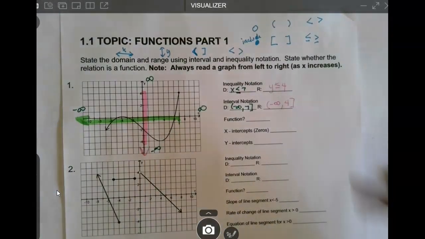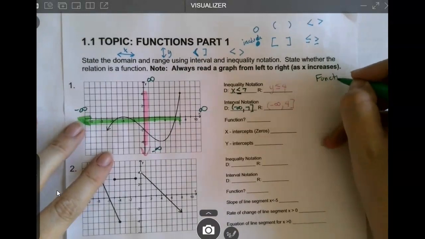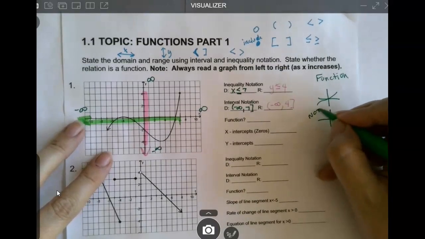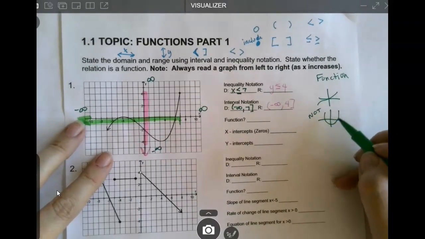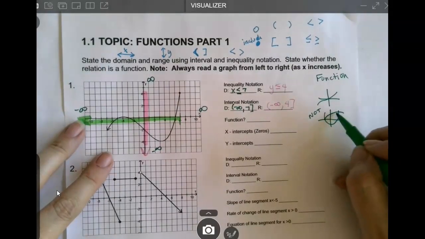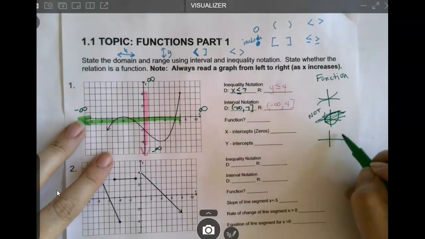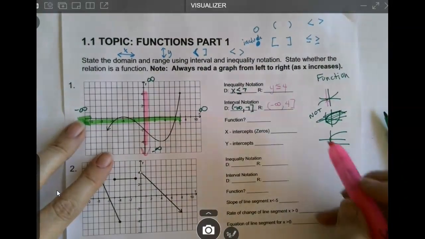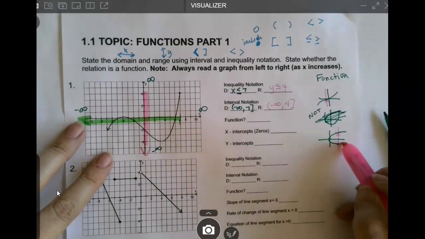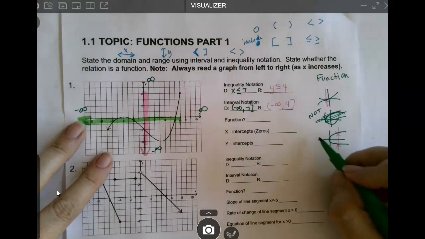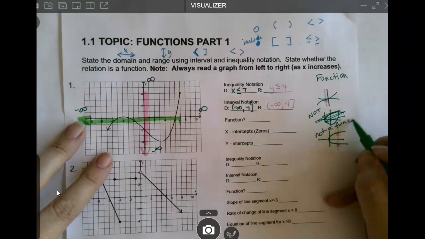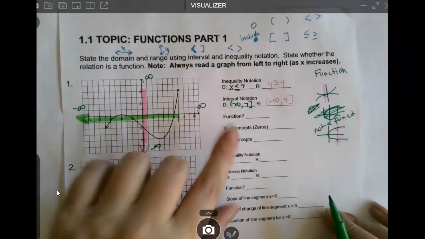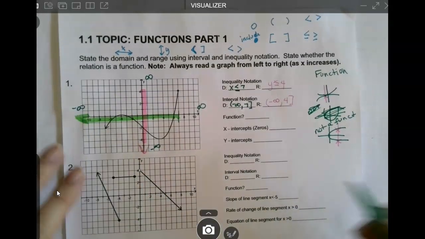And then is this a function? Well, for is it a function, I can do my vertical line test. It's not a function if it fails my vertical line test. So let me draw this one again. So on here, if I draw a vertical line, it only crosses one time. Here, if I draw a vertical line, it crosses 2 times, so this one is not a function. This is a function, not a function, fails the test. Alright, so this one, anytime I draw a vertical line, it's only going to cross once, so this one is a function.